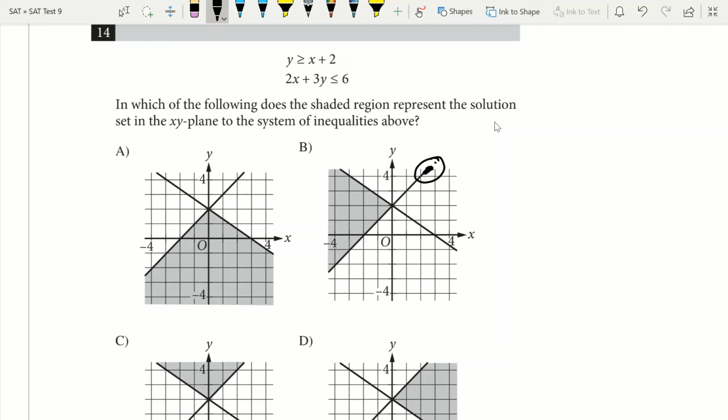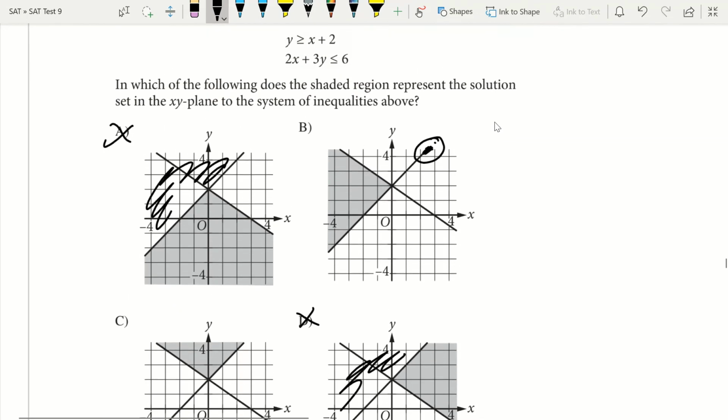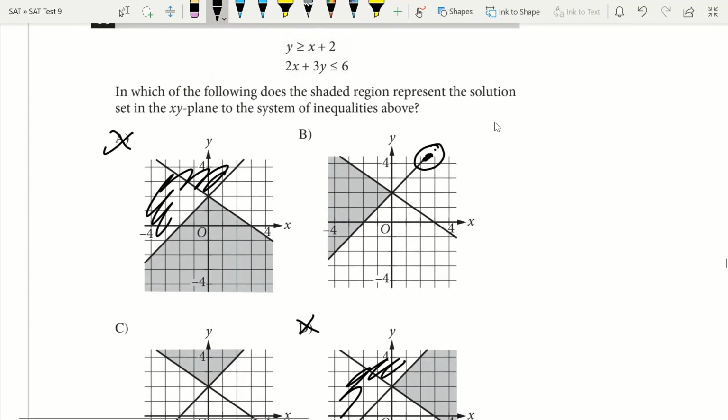Now, we have to have the shaded region represent the solution. So we need to have shaded this part, but we see it's not shaded in A, so we can go ahead and get rid of A. And we see it's not shaded in D either, so we can go ahead and get rid of D because it isn't shaded there. Now we see it is shaded in C and B as far as we can tell.